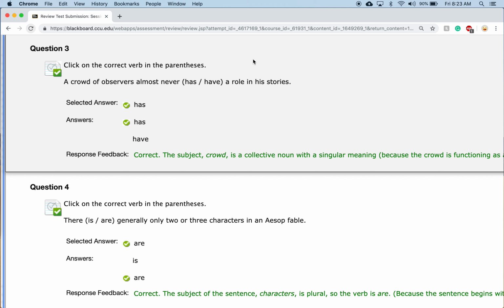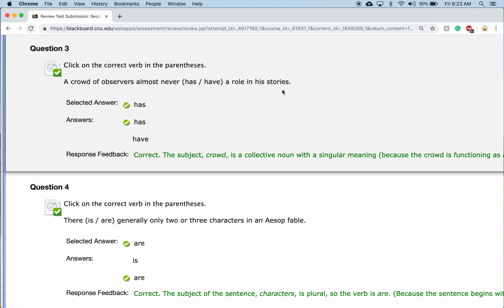Okay, now, question 3. Click on the correct verb in the parentheses. This is about whether you understand plural or singular verbs. And if you don't remember that from school, this will have stressed you out. And if you just listen to yourself read it out loud, you'll kind of hear which one's more correct. The crowd of observers almost never has a role in his stories. It's because there's one person.